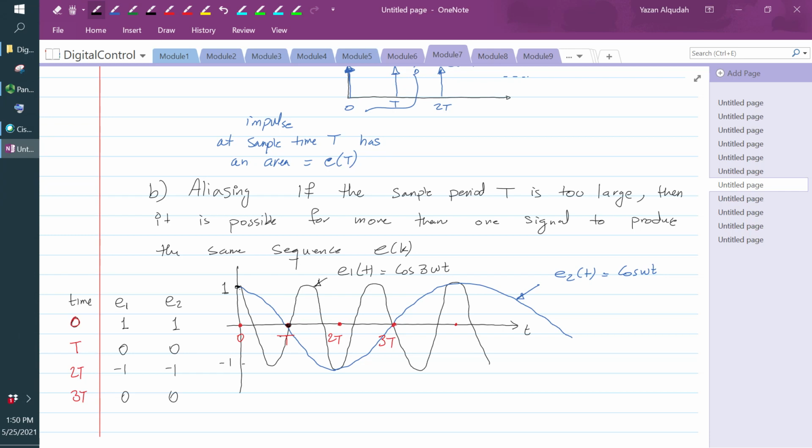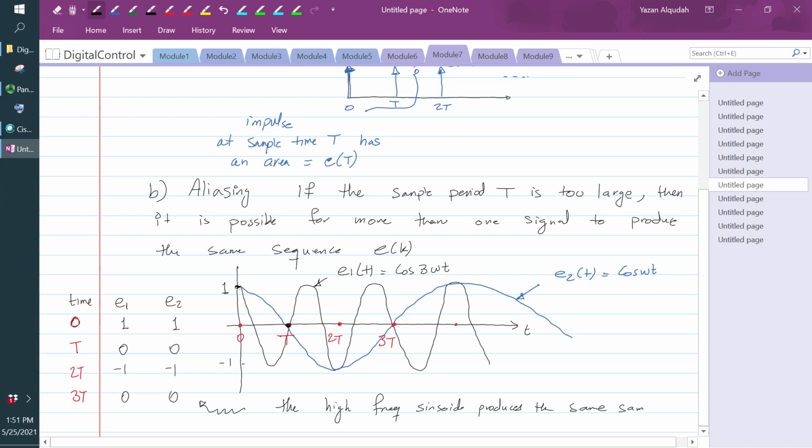So from here, we observe that the high frequency sinusoid produces the same samples, or sample values, as the low frequency sinusoid, and therefore this effect is called aliasing. Okay, is that clear?